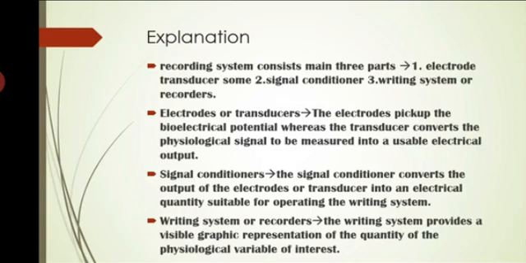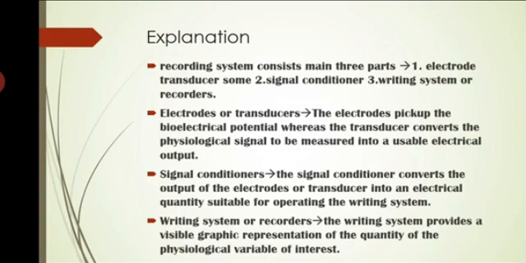The electrodes pick up the bioelectrical potential, whereas the transducer converts the physiological signals to be measured into a suitable electrical output. So using the electrodes, we can pick up the bioelectric potential signals of interest from the human body, and those picked signals are converted into a suitable electrical output. This output of the transducer is given to the signal conditioner.